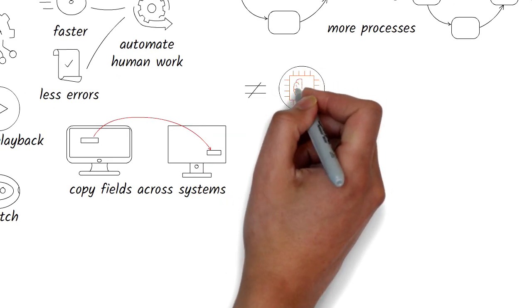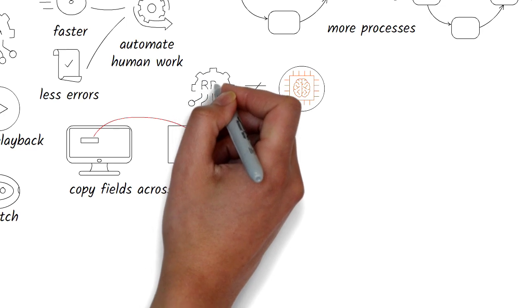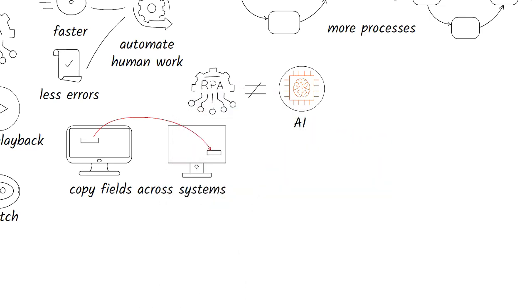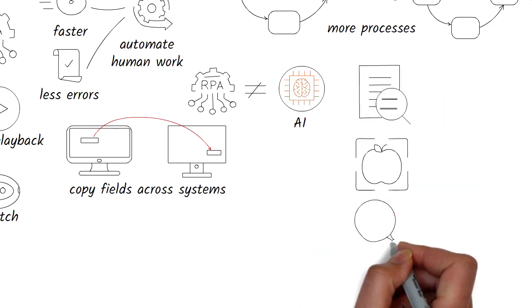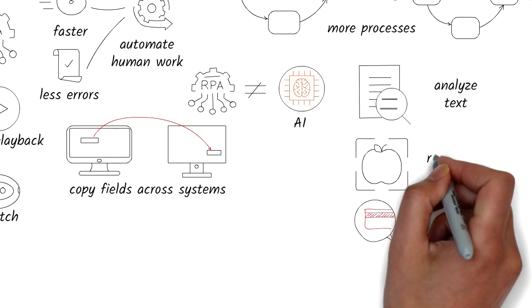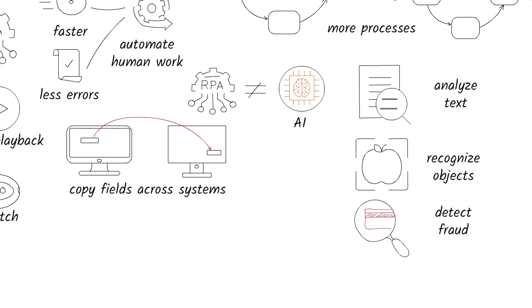RPA is not artificial intelligence. On the other hand, it's much simpler. All it knows how to do is to record and replay a script. For example, RPAs can't understand or analyze text, it can't recognize objects and images, and cannot identify fraudulent transactions.